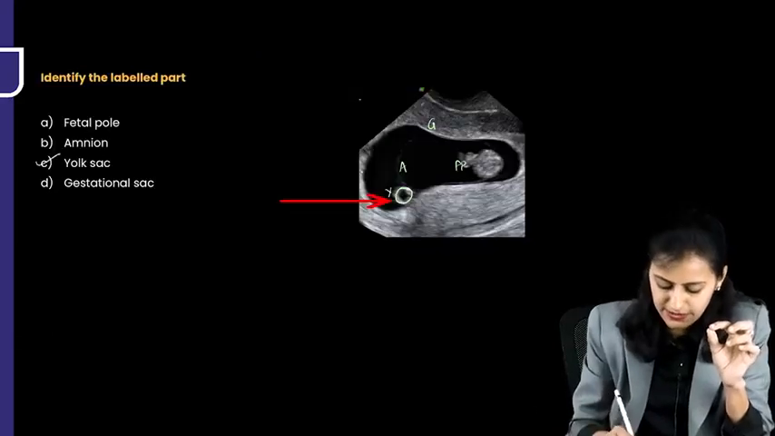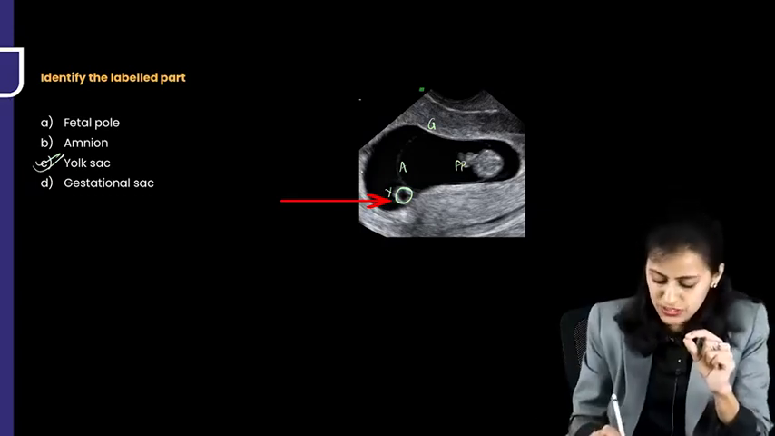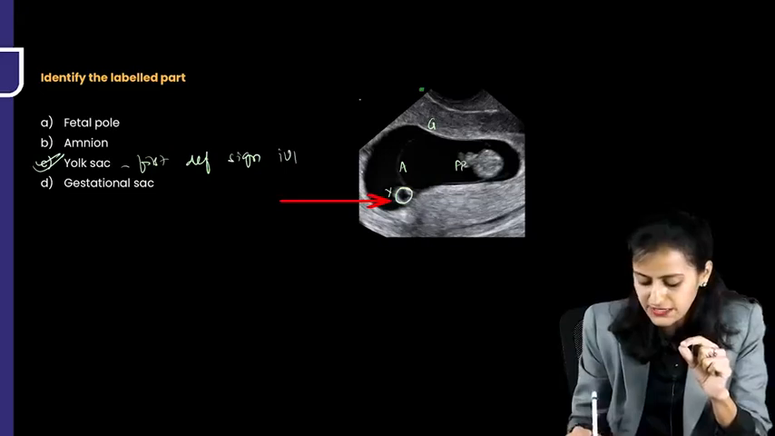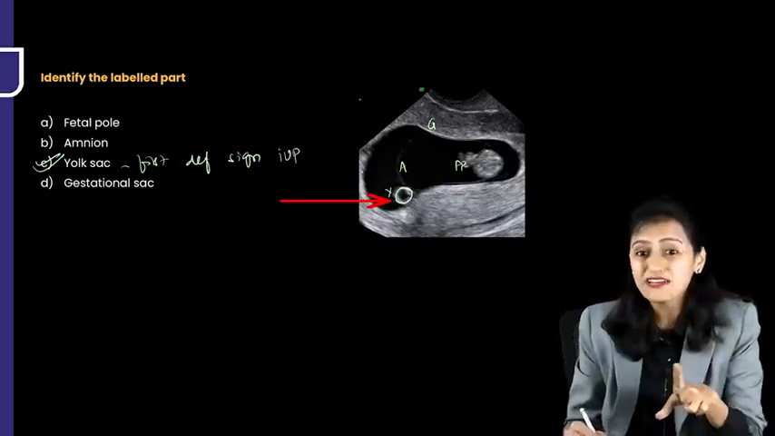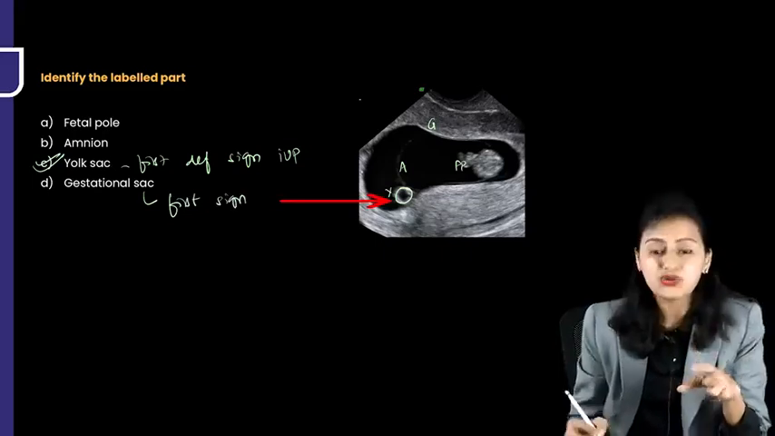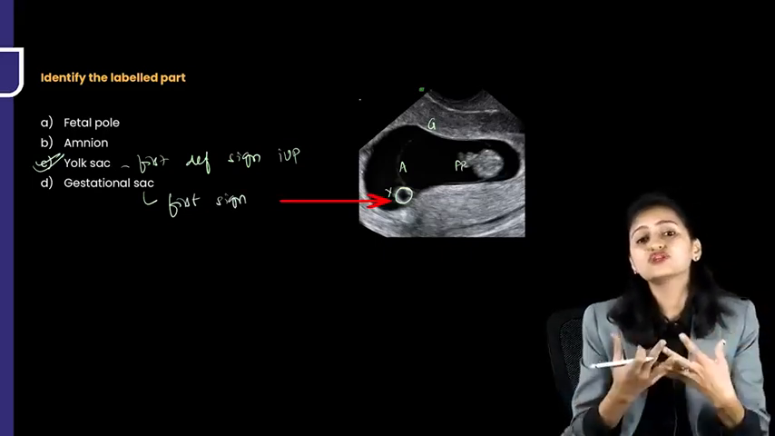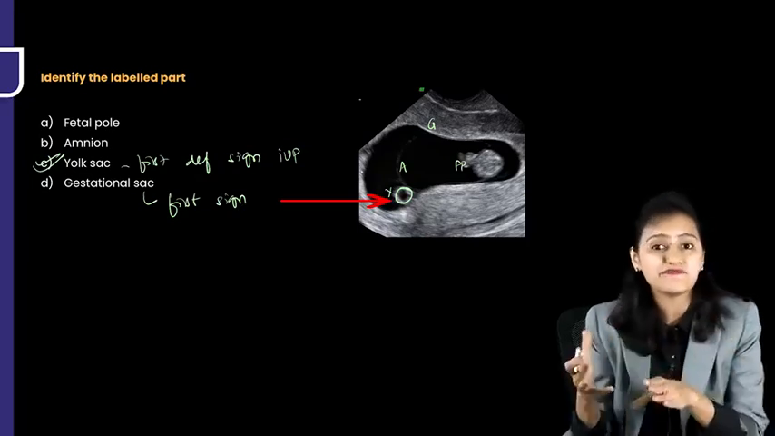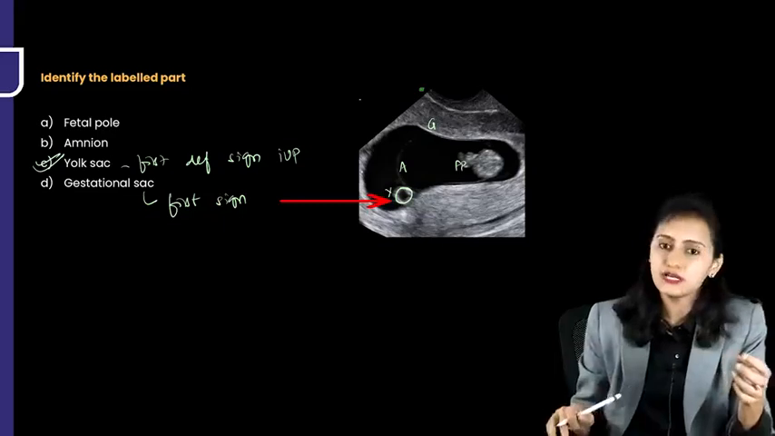So this one here is the yolk sac, which is the first definitive sign of intrauterine pregnancy. I'm talking about definitive sign. Gestational sac is the first sign of intrauterine pregnancy, but there could be a pseudo-gestational sac also. That is why if the question asks first definitive sign, then it's going to be the yolk sac.